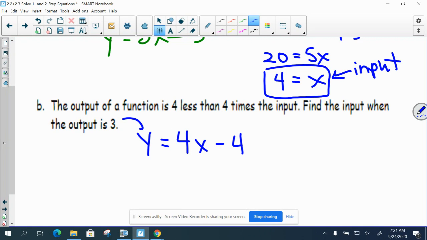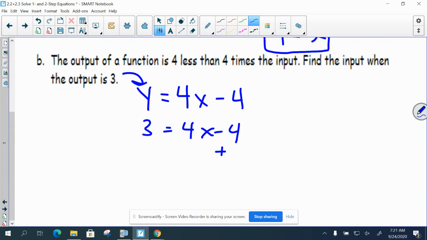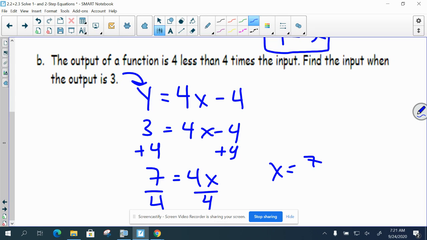So we're going to plug in 3 for y. And this is a two-step equation. Add the 4. So you get 7 equals 4x. Divide by the 4 on the x, and you get x equals 7/4. Now, you can leave your answer like this. That's fine. When we get to algebra and geometry and all those higher classes, improper fractions are more common because they're easier to work with.